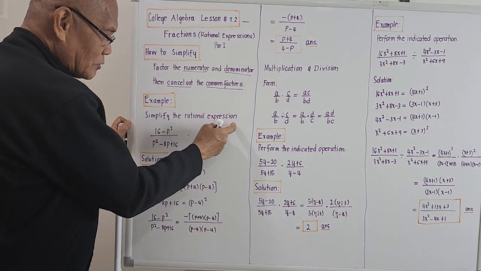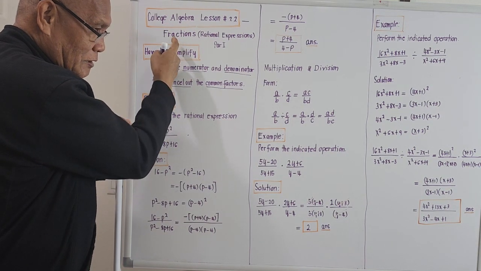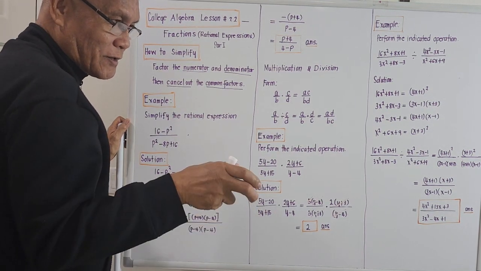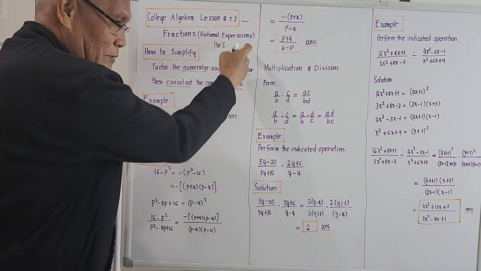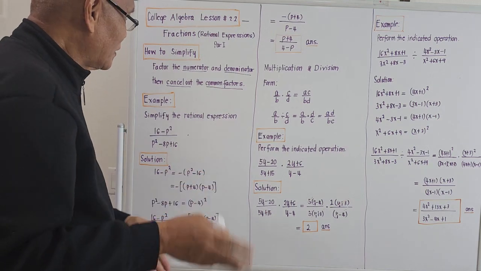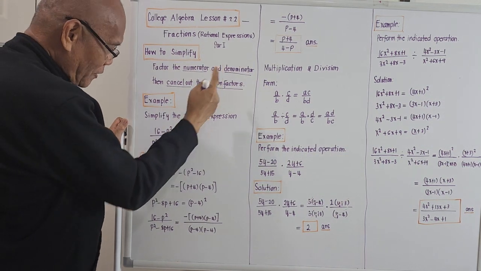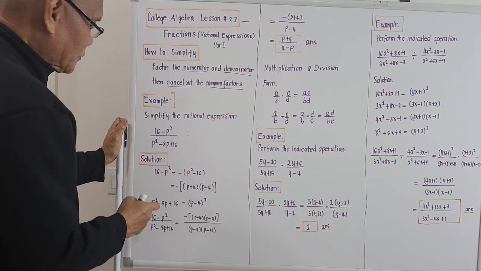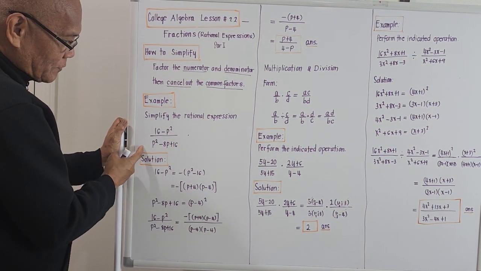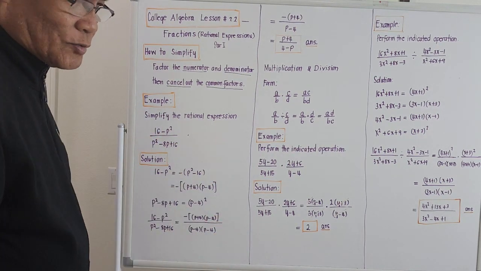Simplify the rational expression. Rational expression meaning we are given a fraction. That's why I gave you the title of the topic. In layman's language, it is just plain fraction. If you didn't study algebra formally, you will not know what a rational expression is. Simplify the rational expression or fraction. We are given 16 minus p squared over p squared minus 8p plus 16. We are asked just to simplify this.